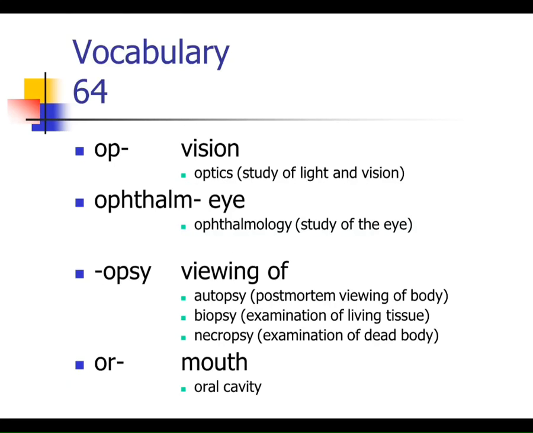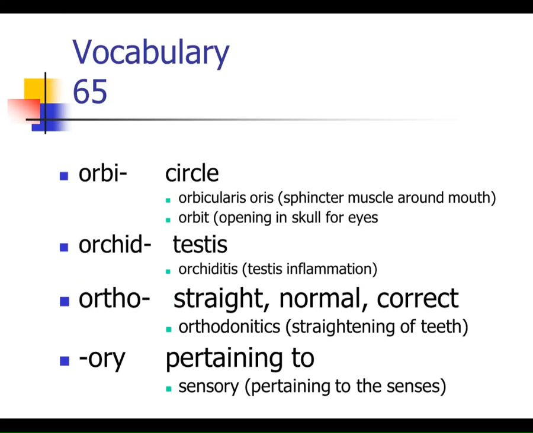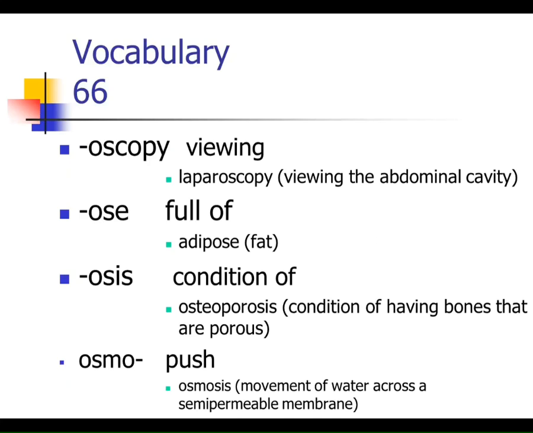Or oral, thinking about the mouth, oral cavity. Orbi, you've seen the orbicularis oculi, the orbicularis oris, or orbit, think about something that's circular. Orchid, we think of beautiful flowers, but it's also the testis. So orchiditis would be an inflammation of the testes. Ortho, you go to the orthodontist to get your teeth straightened, so straight or corrected or normal. And ori, pertaining to, so sensory pertaining to the senses.